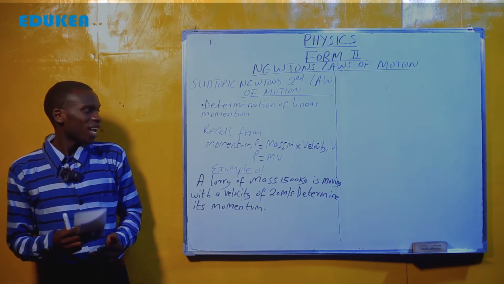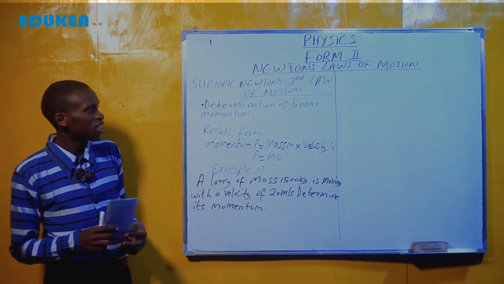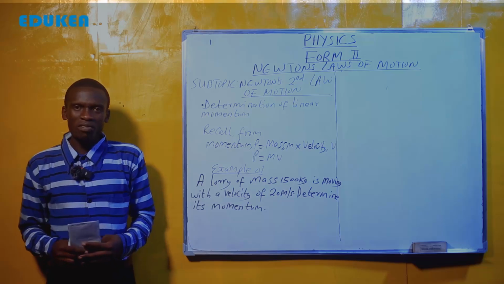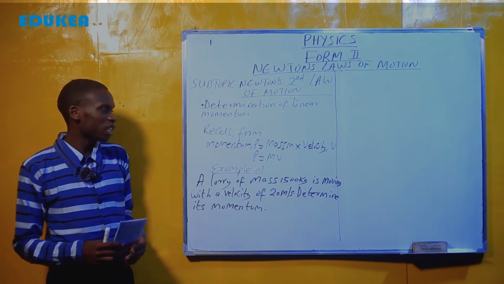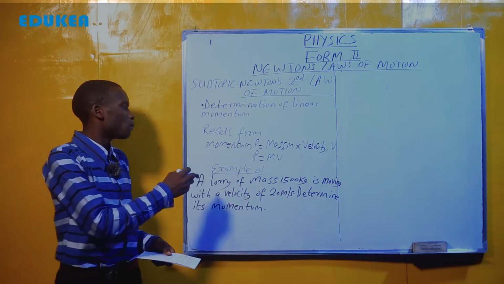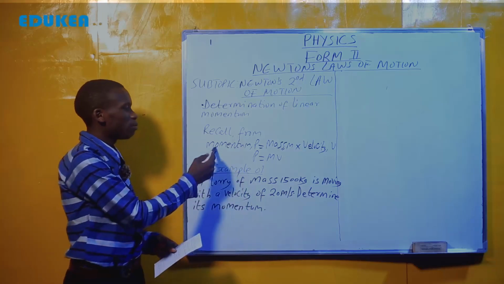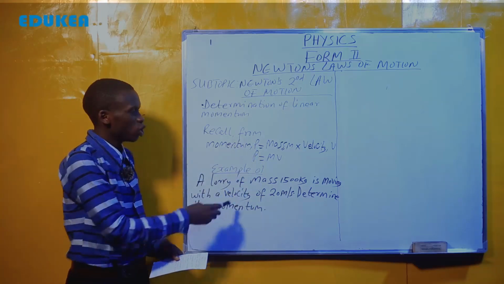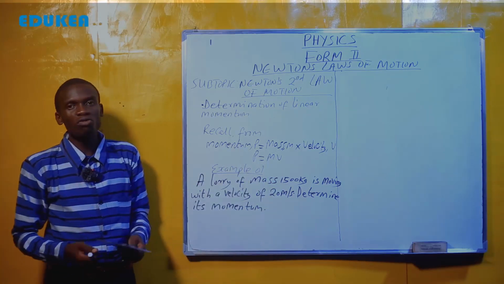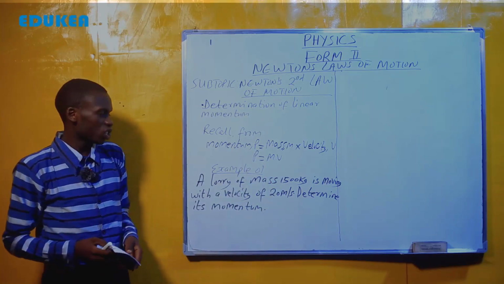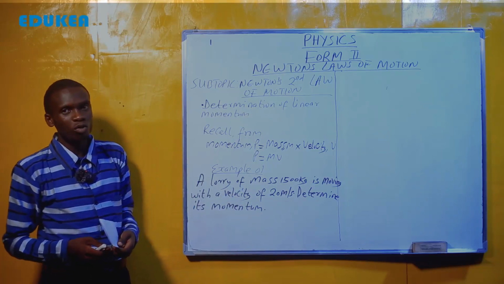So let's recall from our previous lesson on linear momentum. From the definition, we have said that linear momentum is the product of mass and velocity. Thus, momentum is equal to mass times velocity. Momentum is denoted by the letter P, so P is equal to mv. This formula will be used to solve different calculations involving determination of momentum of different bodies.